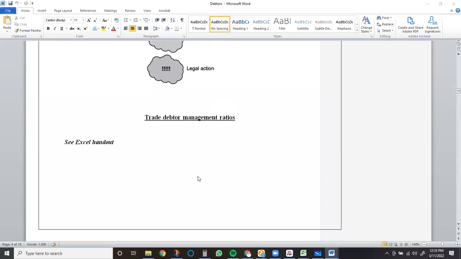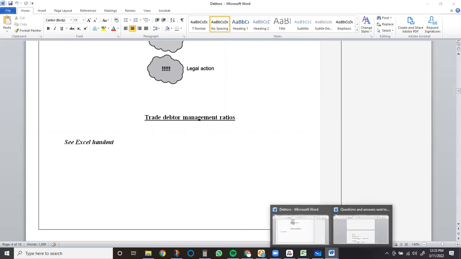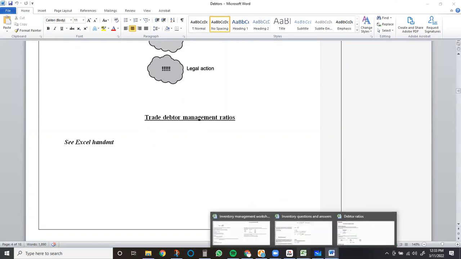Okay, so I have here debtors management ratios, see Excel handout. Now let's take a look and see some of these ratios. Remember, I told you that just as when we look at inventory management, there are ratios related to debtors as well. And whilst we did come across a couple of them with the general working capital ratios, there are some more.